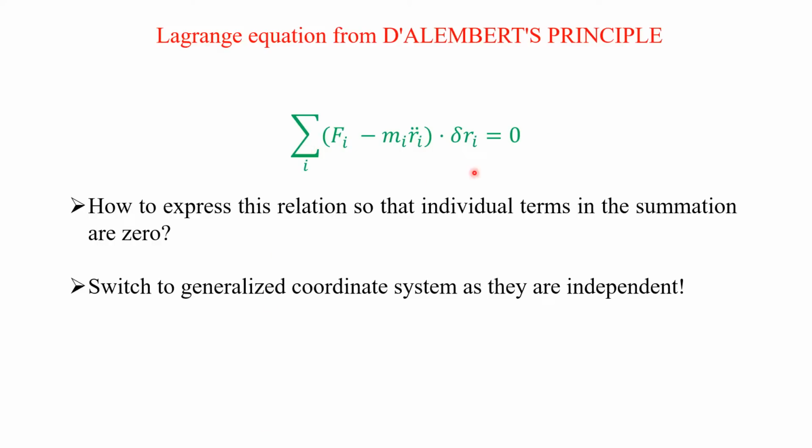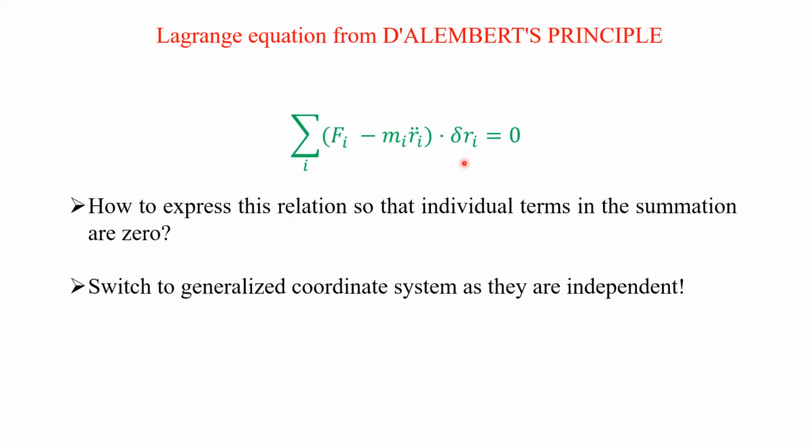So this is our expression we just got from D'Alembert's principle. Then I raised the question of how to express this relation so that the individual terms in the summation are zero. For that, we have to use the generalized coordinate system, as the coordinates are independent.